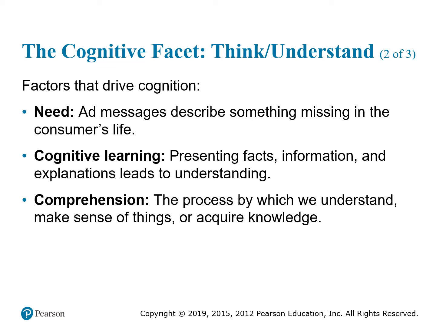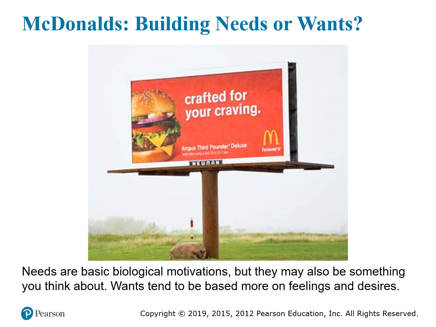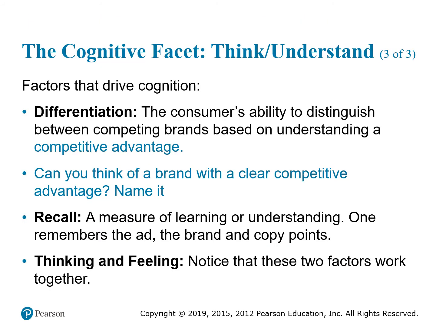A lot of drug companies use the cognitive facet because they're explaining something that has to do with our health and a drug that goes in our body. Comprehension is a process by which we understand and make sense of things or acquire knowledge. So McDonald's, they're building needs and wants here. That motivation when you're driving down the highway and I'm hungry, guess what? That looks really good. Thinking and understanding continued here. So factors that drive cognition.